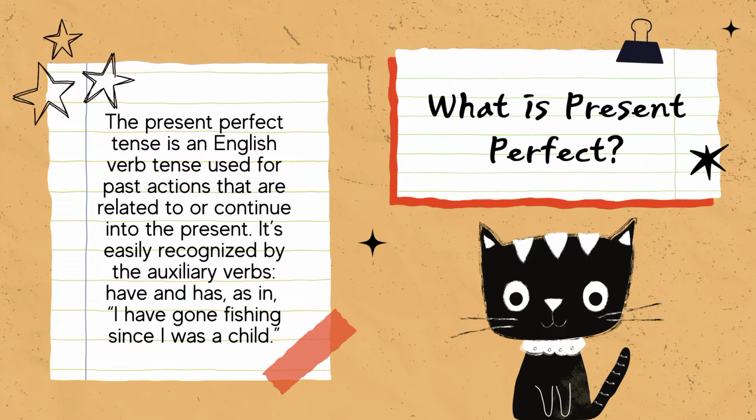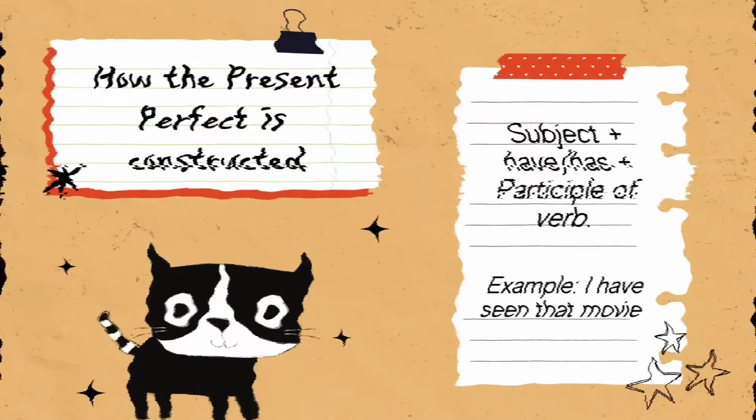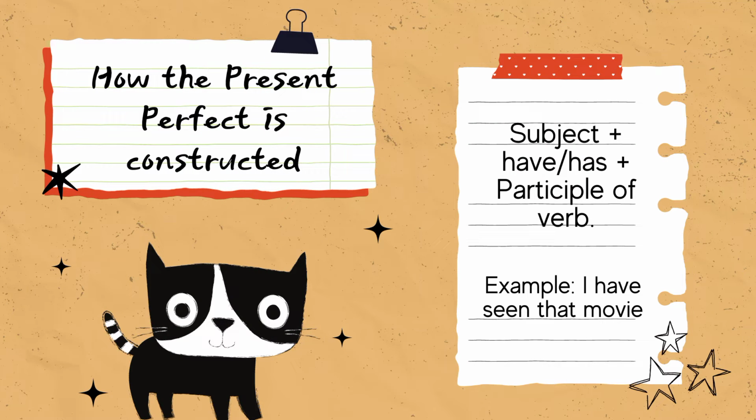Of all the English verb tenses, the present perfect is one of the most complicated because there is not always a direct relation with other languages. How is the present perfect constructed? It is constructed by a subject plus have or has plus the past participle of the verb, like in the example, I have seen the movie.